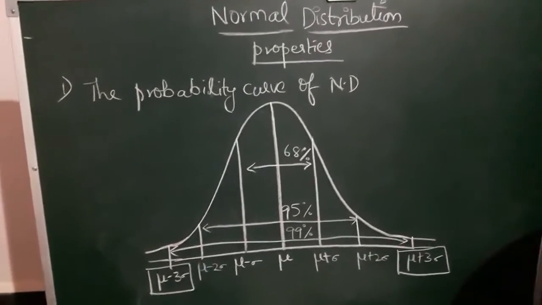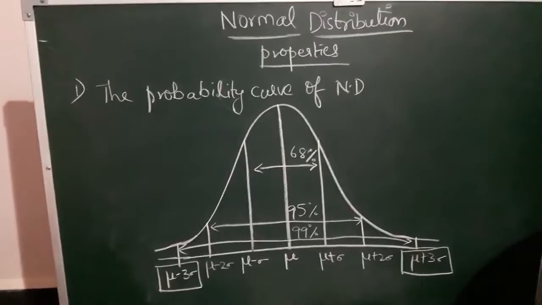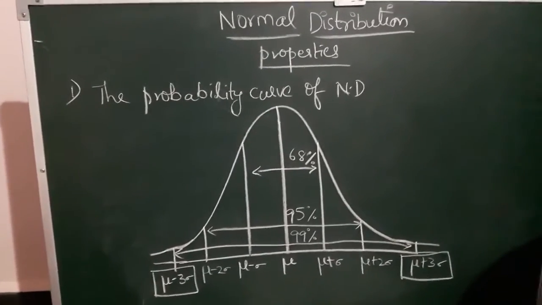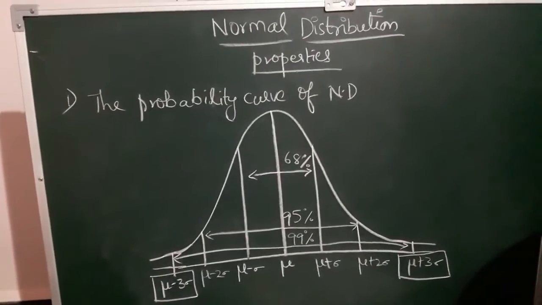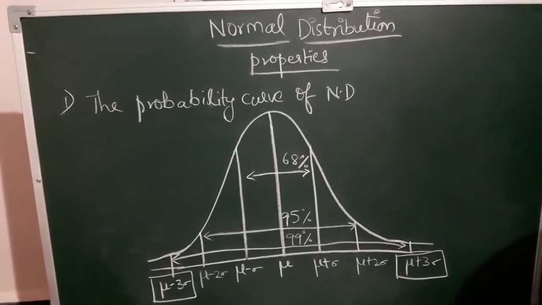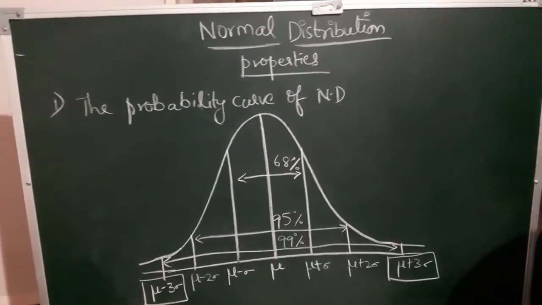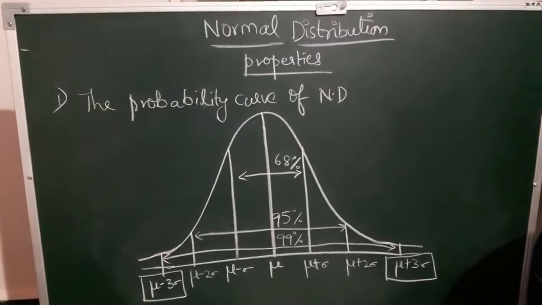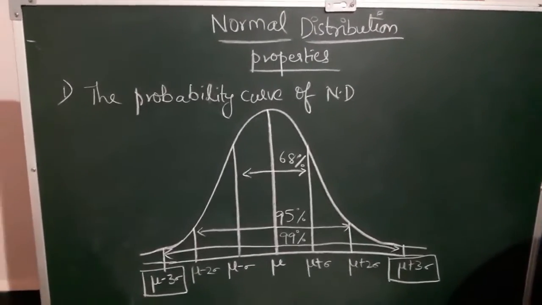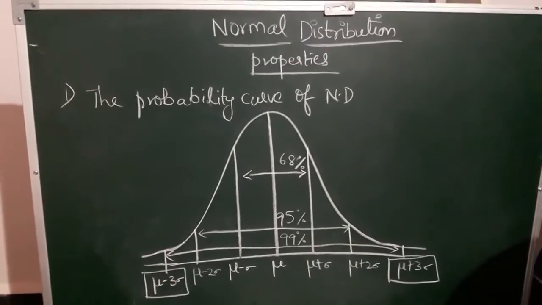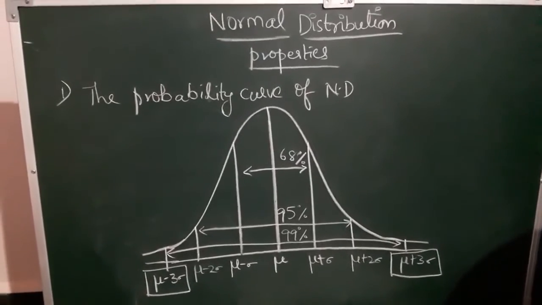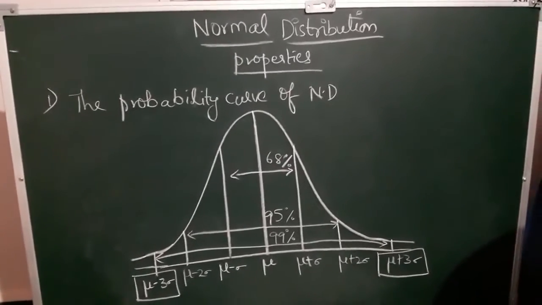Before starting the properties of normal distribution, this curve will explain each and everything, because this curve is very important in the normal distribution concept. The probability curve drawn in each and every problem is based on this normal curve only, and the problems are decided by it. So we can calculate the normal distribution problems, right? So the range is plus or minus 3 sigma.